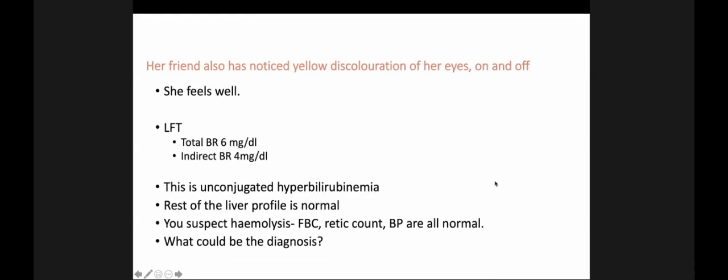She feels well. So the other lady felt tired; this friend feels well. She also has an LFT, and she has the same breakdown of total bilirubin and indirect bilirubin, right? So I think we agree that she has unconjugated hyperbilirubinemia, and we suspect that she also may be having a hemolytic anemia. The rest of the liver profile is normal, so still in keeping with our suspicion of hemolytic anemia. So what you do, you suspect hemolytic.